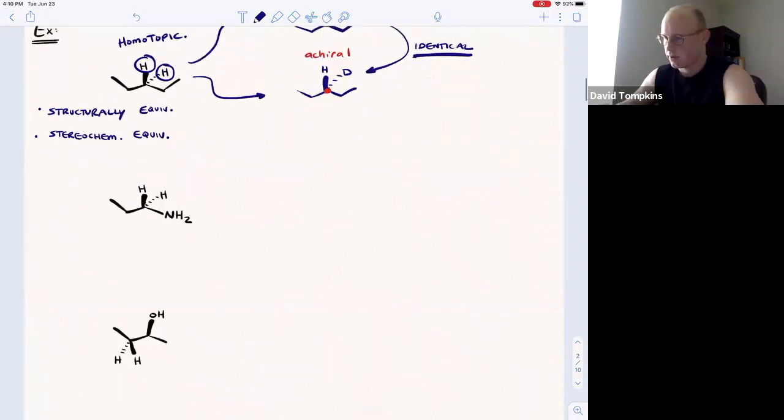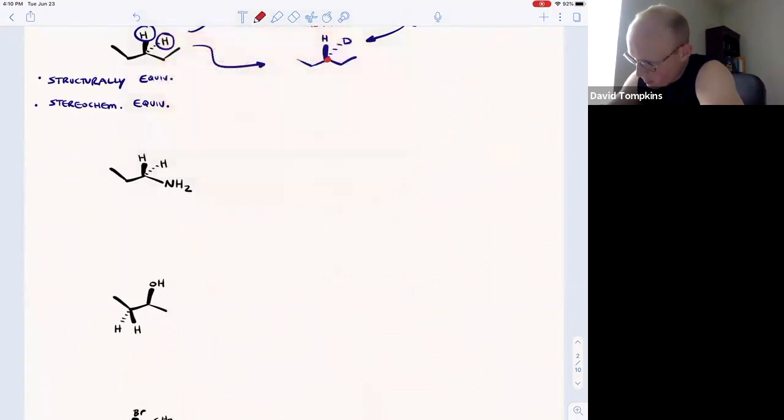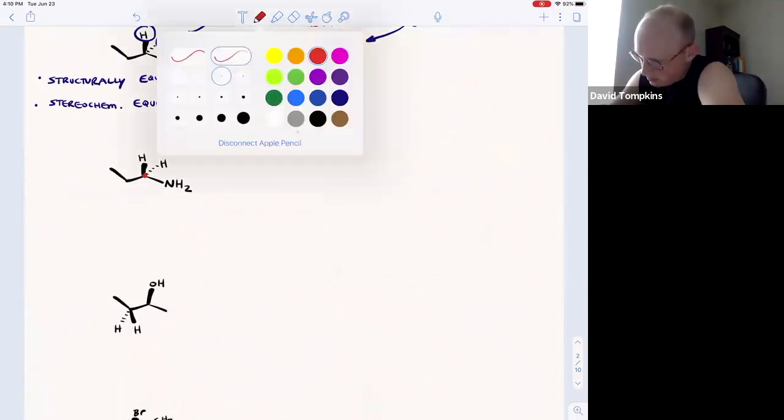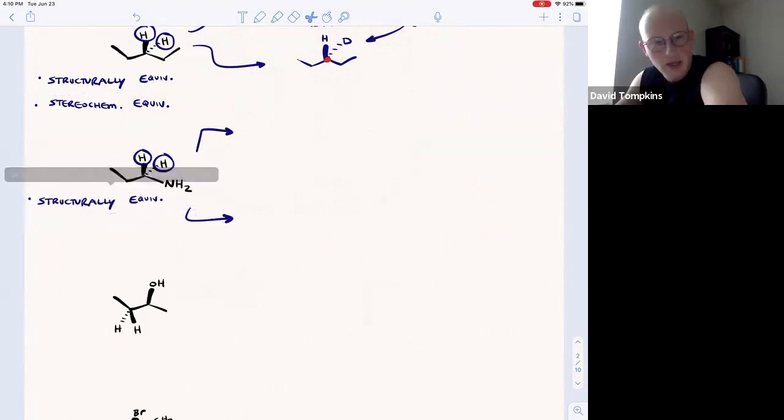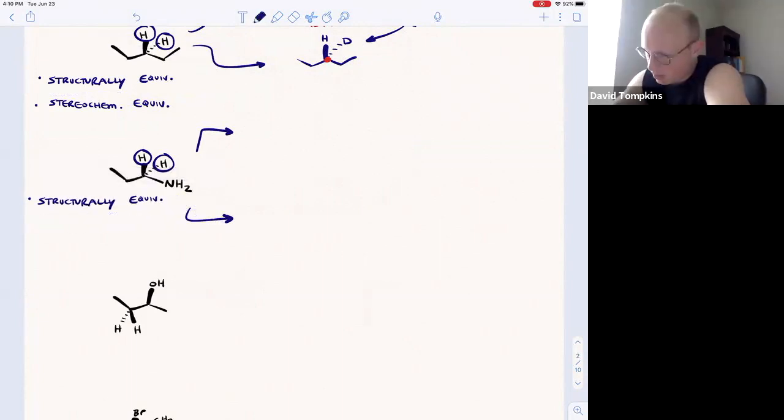Let's look at another example. Now focusing on this carbon, okay? It has a methylene pair of protons, and those protons, once again, appear to be structurally equivalent because they are on the same carbon. They are both one away from nitrogen. They are one away from CH2, okay? They're the same distance from everything.